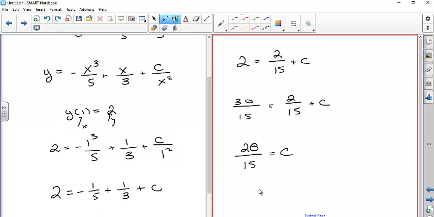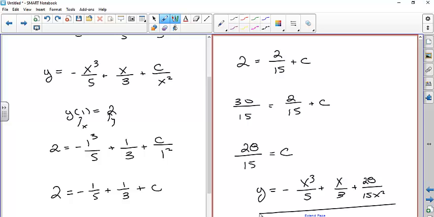So the final answer is y is equal to negative x to the 5th over 5 plus x over 3 plus 28 divided by 15x squared. And there's your answer.